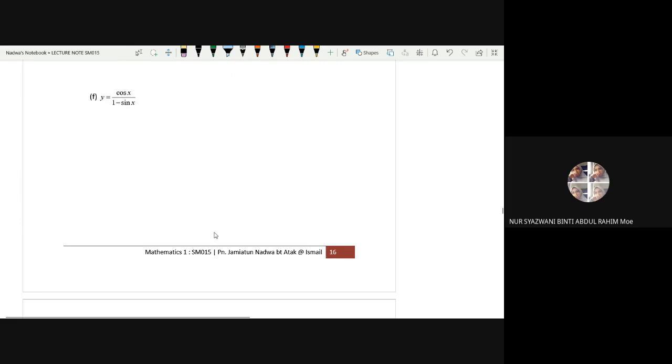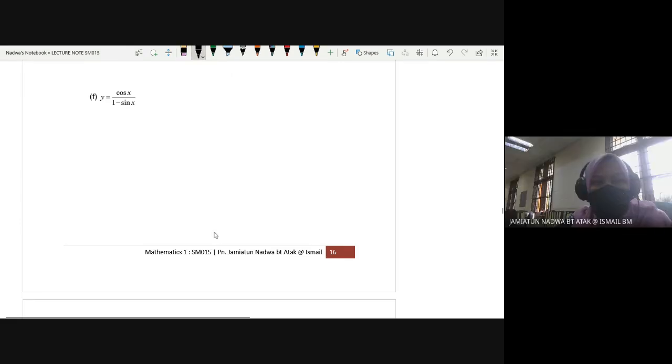Ada, Madam. Okay, so here we have U and V. Nampak bila dua function yang kita tak boleh simplify, kita mesti kena guna product rule atau quotient rule. So dalam kes ni kita akan gunakan quotient rule sebab dia bahagi.